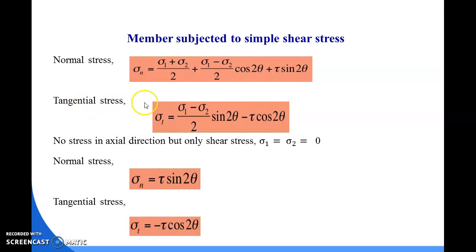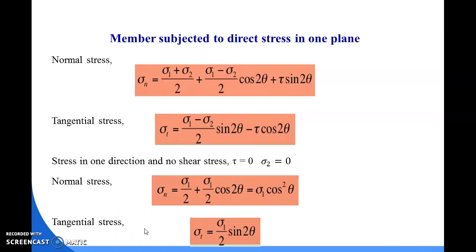Similarly, for the tangential stress, we put sigma 1 and sigma 2 as 0 so that the total term of the first section is 0. Hence the rest is the value of tangential stress, which is minus tau cos 2 theta. So minus tau cos 2 theta is the value of sigma t.